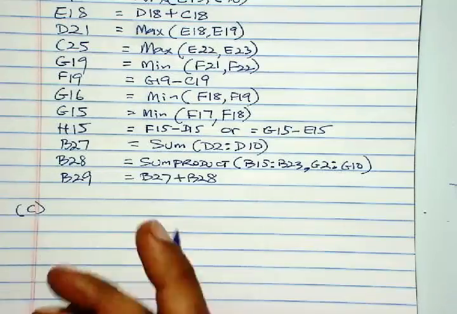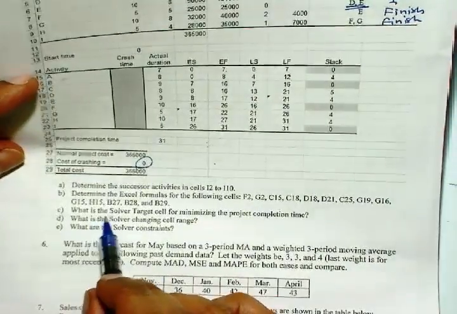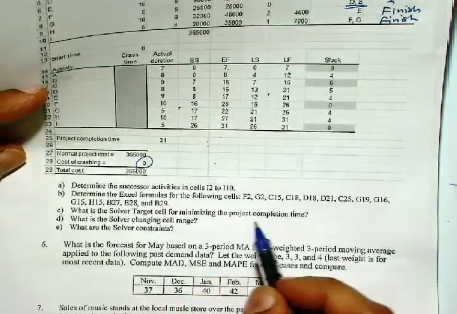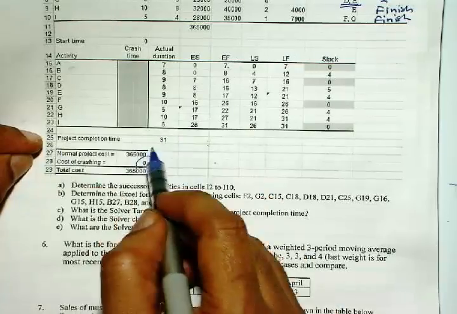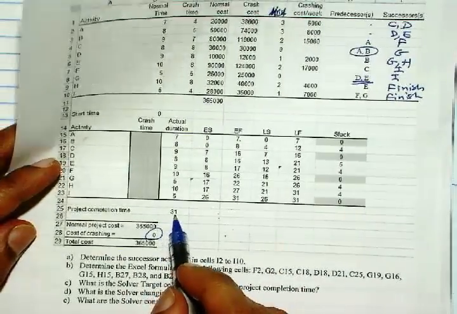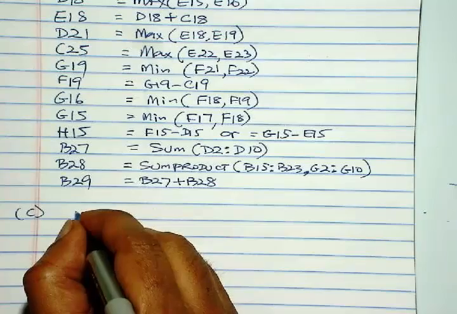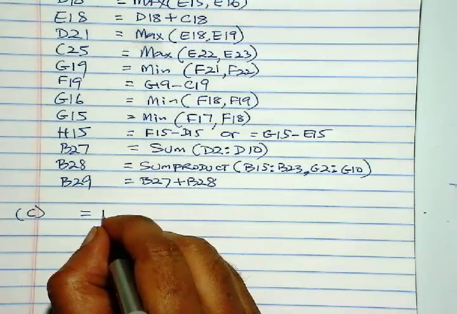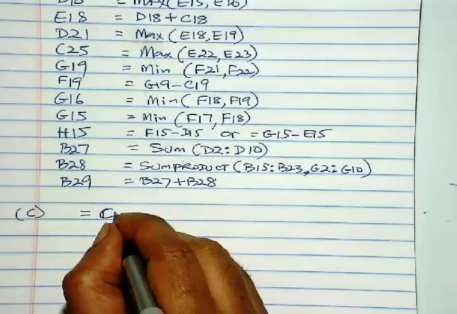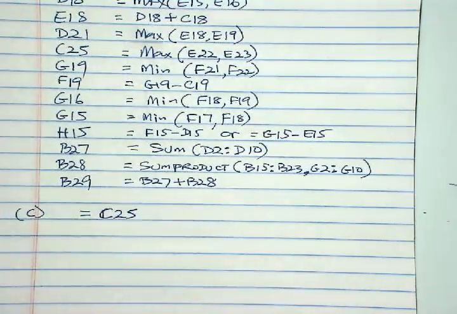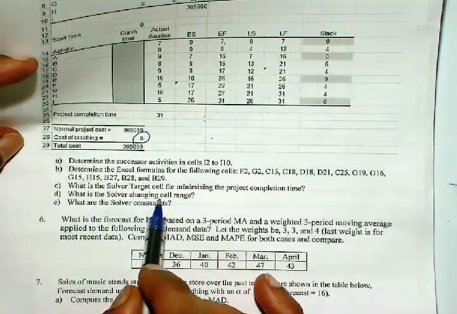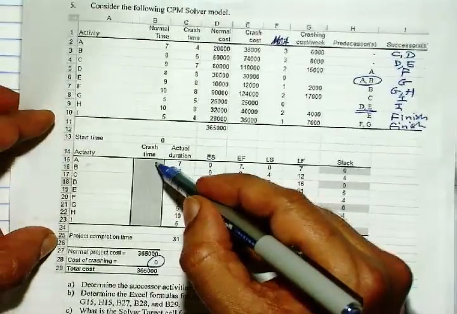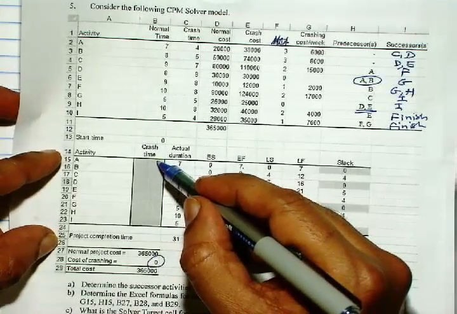Next, part C: what is the solver target cell for minimizing the project completion time? That will be C25. C25 is the project completion time. Okay, D: what are the solver changing cells? Changing cells are B15 through B23.